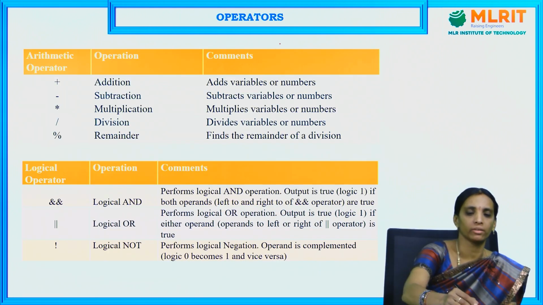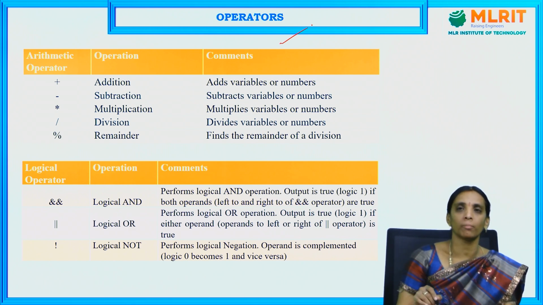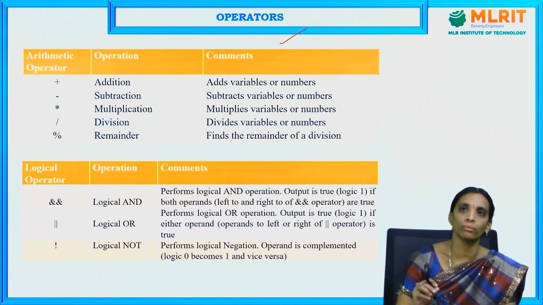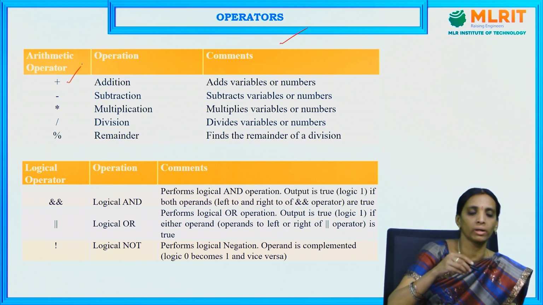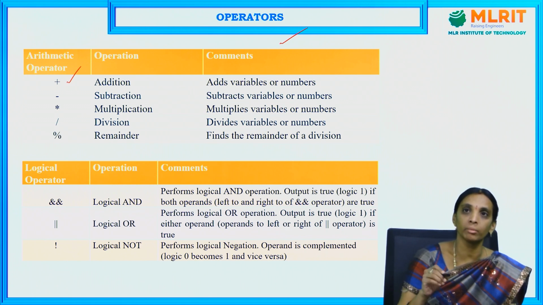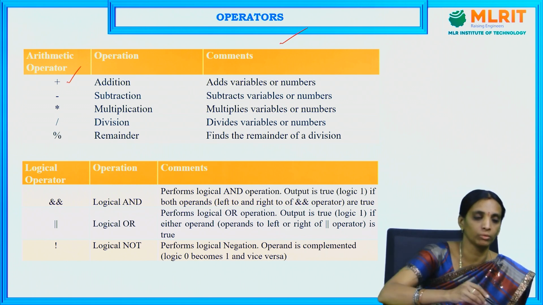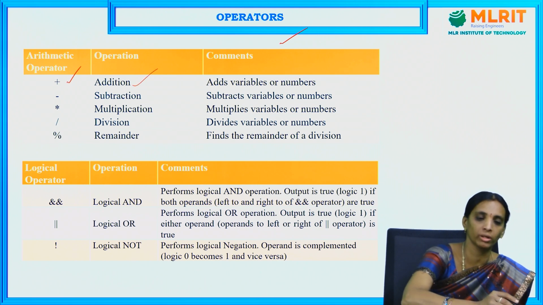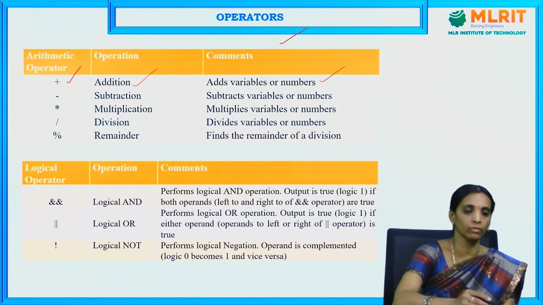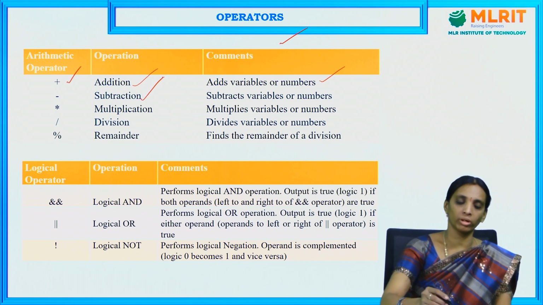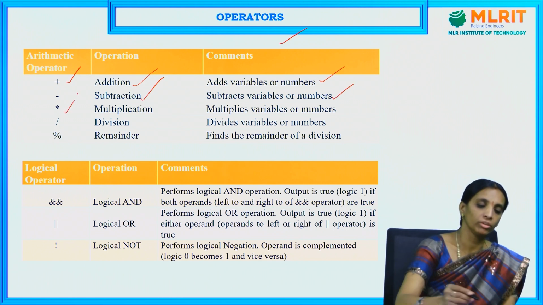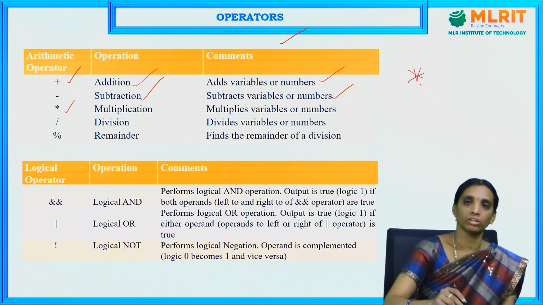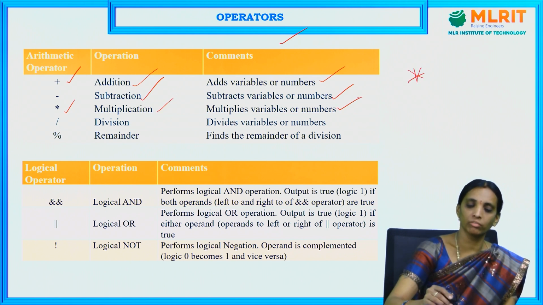Next, operators. Operators are the symbols which are used for defining the operation executed in an instruction. Here the arithmetic operators are used for performing arithmetic operations on the given variables. The plus symbol indicates the addition operation; it adds the variables or numbers. The minus symbol represents the subtraction operation; it subtracts the variables or numbers. The star symbol indicates multiplication; it multiplies the variables or numbers.